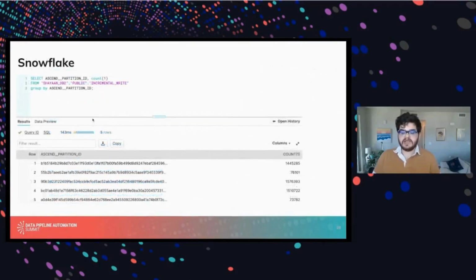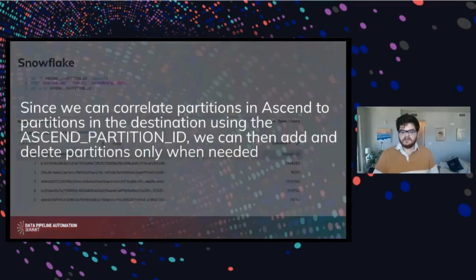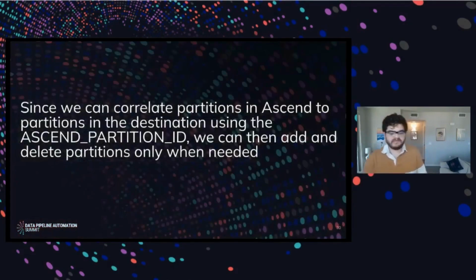For Snowflake, it's a lot simpler. All we're doing is adding a column to the table that we're writing to with Ascend partition ID in it. And that's how we reference specific records for that partition ID. It works similarly for when we're writing incrementally to databases as well. So when we're writing data out, since we have a way to correlate the partitions in Ascend with the partitions that are being written out, we can actually do some pretty smart things of figuring out, okay, what is the difference and which partitions do I need to add to the destination and which do I need to pick up since they're no longer valid.